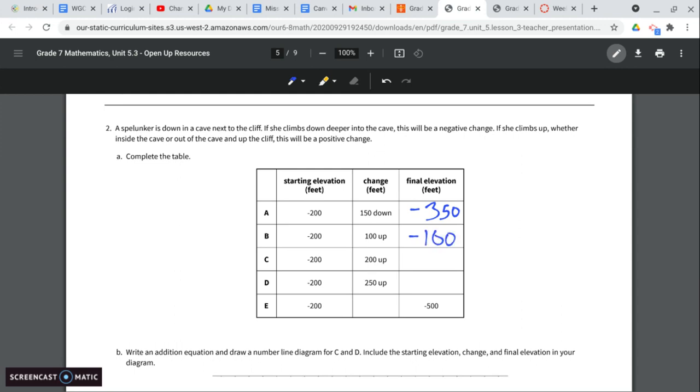Negative 200, she went up 200, so she's at 0, so she's at ground level now. Negative 200, she went up to 50, so that means she's 50 above ground now. So she started going up the cliff. And then negative 200, and somehow we ended up all the way down at negative 500, so that means we went 300 down. So negative is your key word for this lesson, negative.